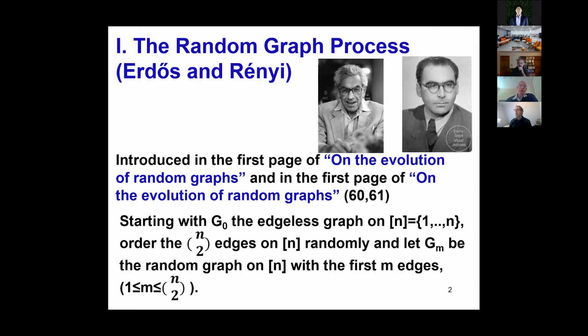And the process is the following. We start with the edgeless graph on n labeled vertices. We take a random order of all the n choose 2 potential edges on n labeled vertices, and then we just add the edges one by one. We denote by G_m the random graph on n vertices with the first m edges. And the good thing about it is that this process contains all the random graphs G(n,m), right? So this appears after we add the m edges.